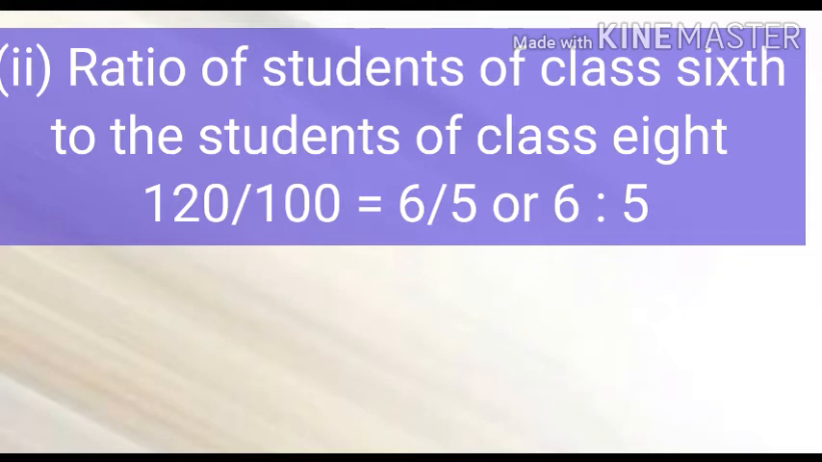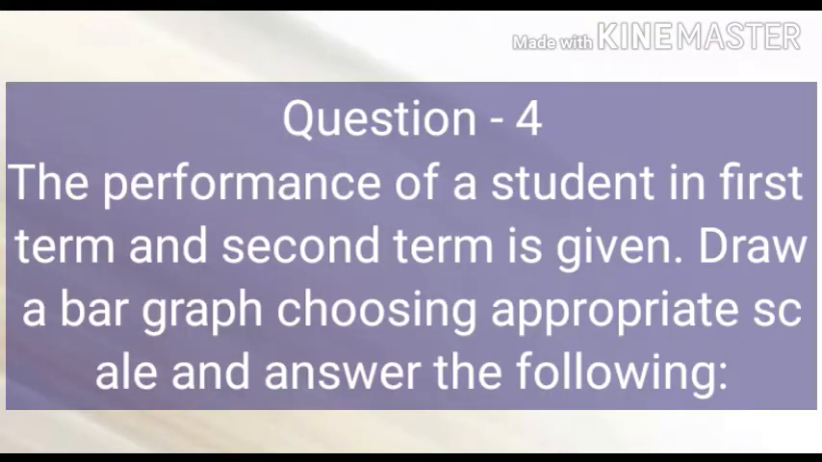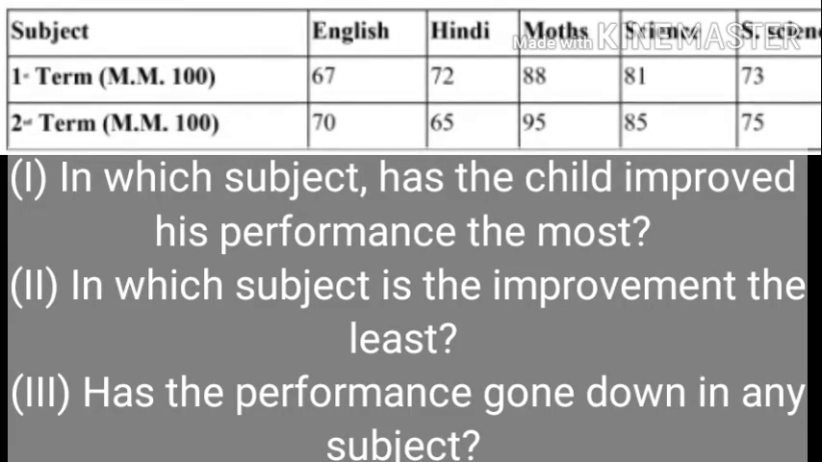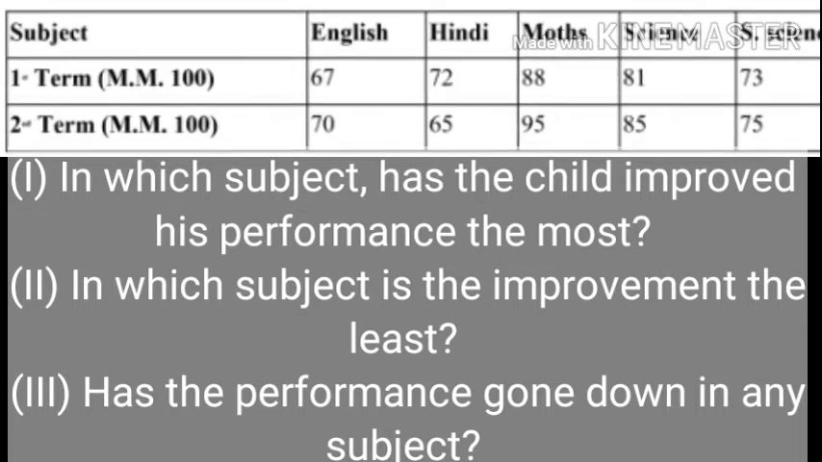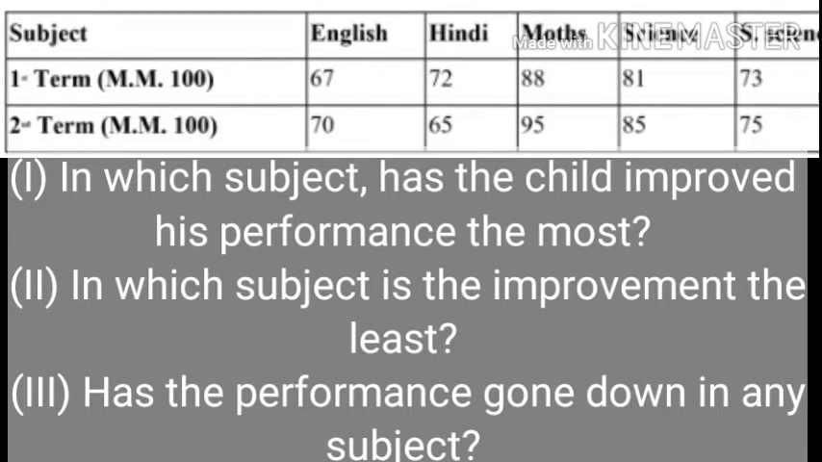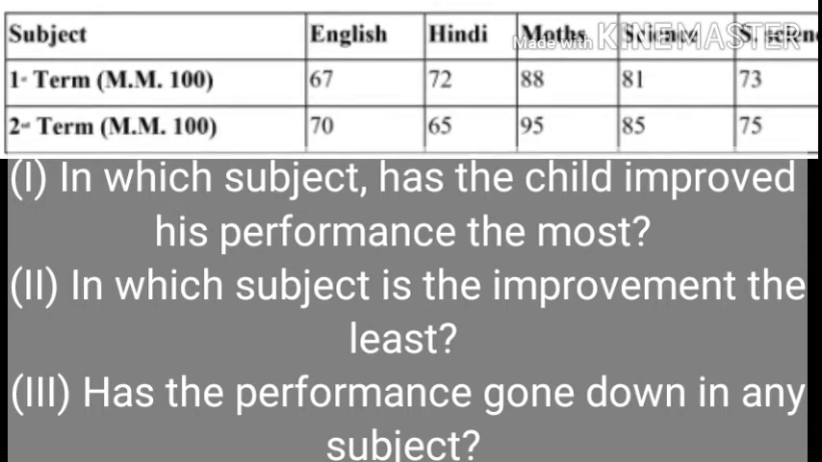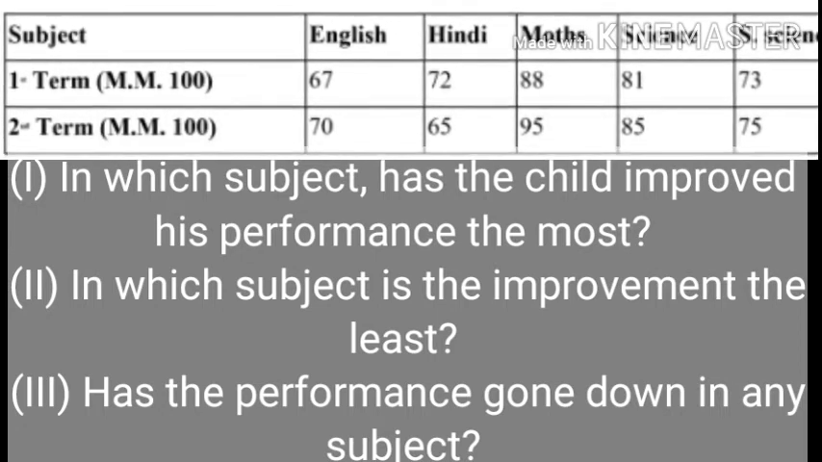Now question number 4. The performance of a student in first term and second term is given. Draw a bar graph choosing appropriate scale and answer the following. Marks obtained by the students in first term: English 67, Hindi 72, Maths 88, Science 81 and Social Science 73. And in second term: English 70, Hindi 65, Maths 95, Science 85 and Social Science 75.